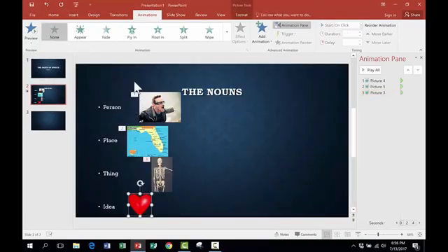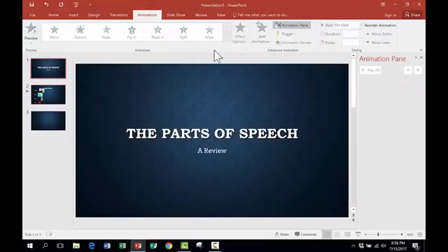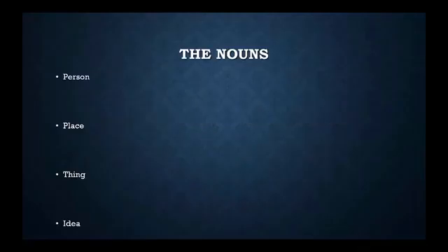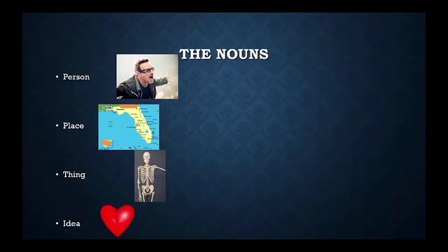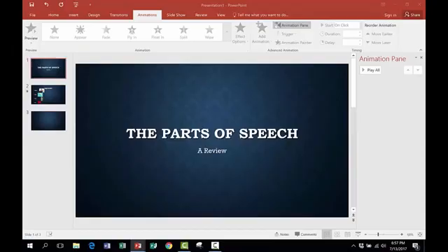Next up, I'll click on the second image and choose appear for that one, and the same for each of the other images. Okay, so let's go back and try the whole presentation and see what it looks like. There's my title slide, there's my first content slide, person, place, thing, idea. Every time I tap to advance the presentation, one of the pictures is animated and brought into the scene. I'm going to click escape.